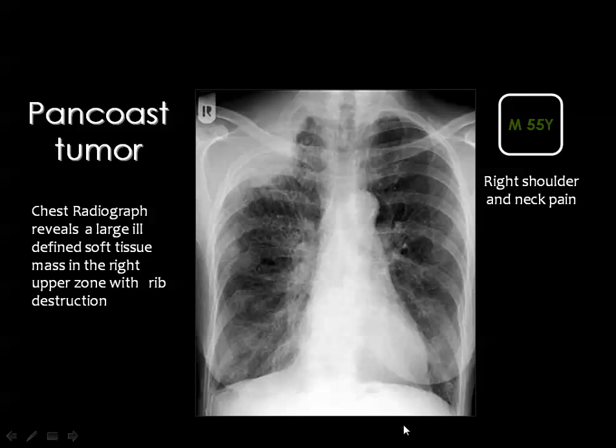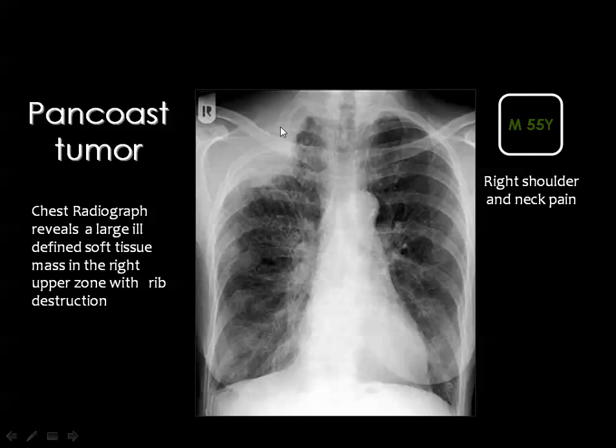Then one of the well-known types of the bronchogenic carcinoma invading the chest wall is the Pancoast tumor or the superior sulcus tumor. And the Pancoast tumor is diagnosed by the presence of a mass in the apex of the lung associated with some destruction of the adjacent ribs. And this is one of the tricks in the exams, where you have a lesion which may be smaller than this, and you forget to look at the adjacent ribs.